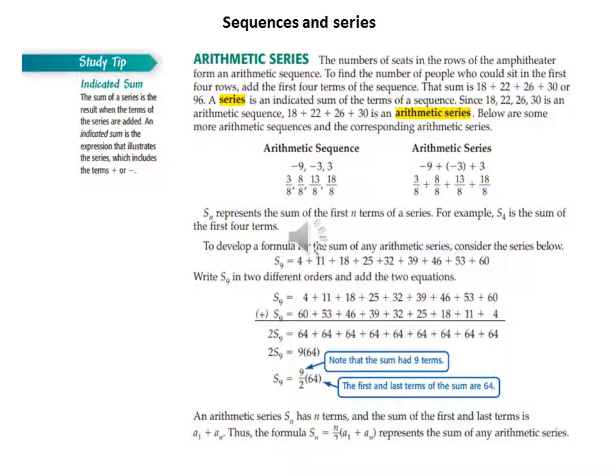The formula Sn equals n over 2 times a1 plus an represents the sum of an arithmetic series, so you must know the sum of an arithmetic series and its shape. The terms of an arithmetic sequence added to each other or subtracted from each other are called an arithmetic series.